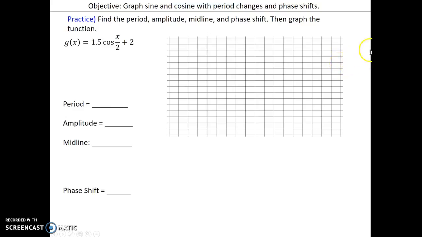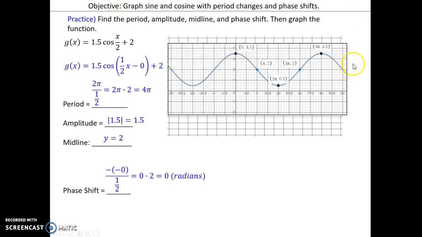So hopefully you paused this video. Please check your work. Hopefully your graph looks like this. You have a midline of 2, an amplitude of 1.5, and with a 1 over b value of 1/2, you get a period of 4 pi. So every pi you should have a critical value: maximum, intercept, minimum, intercept, maximum. Okay, so please watch the next video. In the next video we will talk about phase shifts.